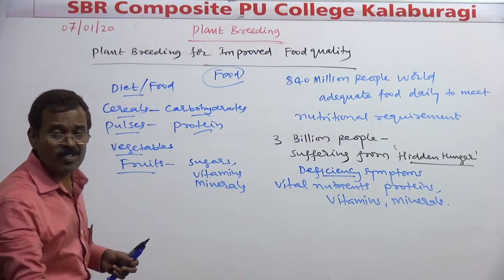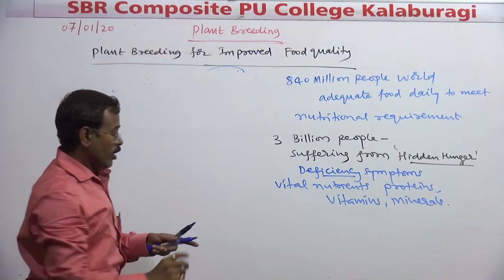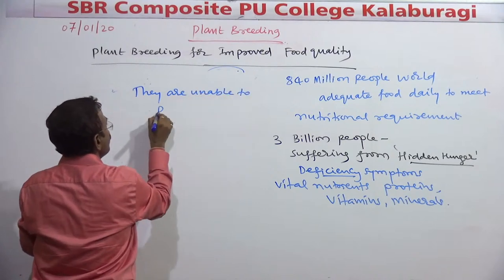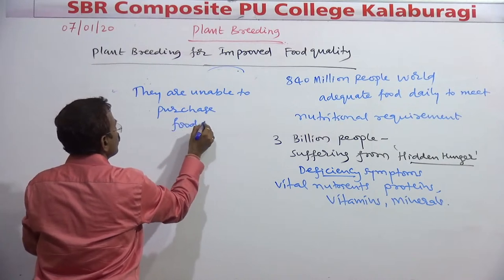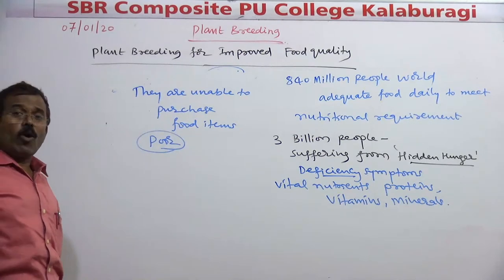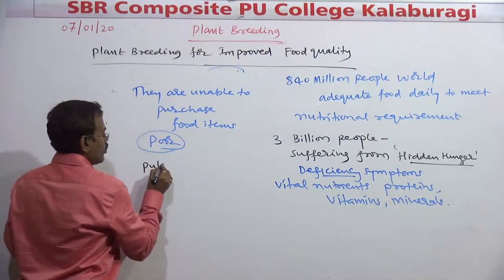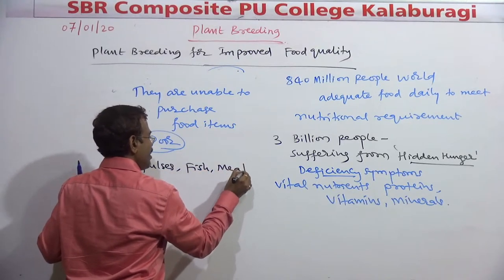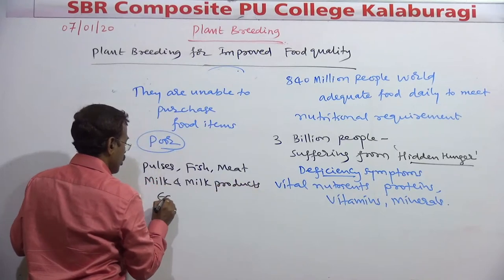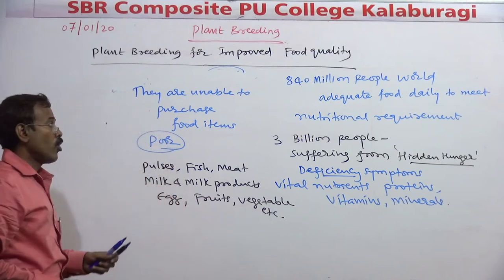Why are they suffering from such deficiency symptoms? It is a huge number. That is because they are unable to purchase food items because of their poor background. Economically, they are very poor. They cannot afford to purchase food commodities such as pulses, fish, meat, milk and milk products, egg, roots, vegetables, etc.